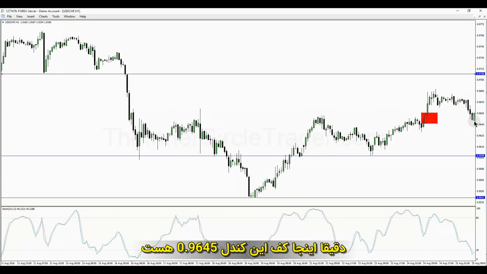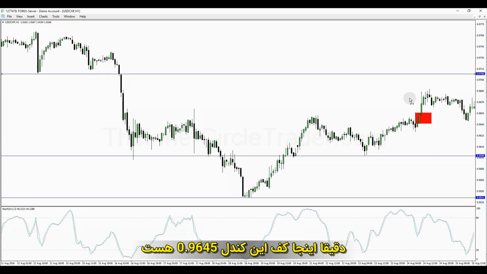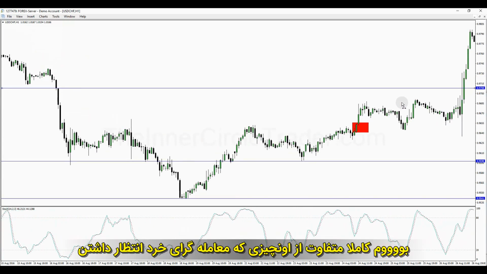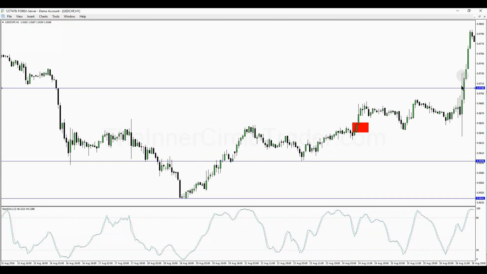Right there, this candle's low is 96.45. Look at the reaction there. Boom. Totally different from what retail would be expecting. Higher low to this low, lower low in the stochastic.